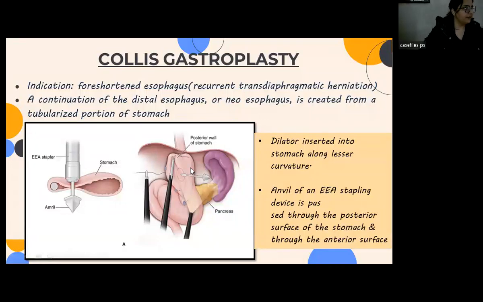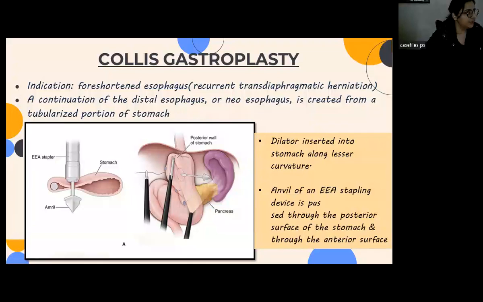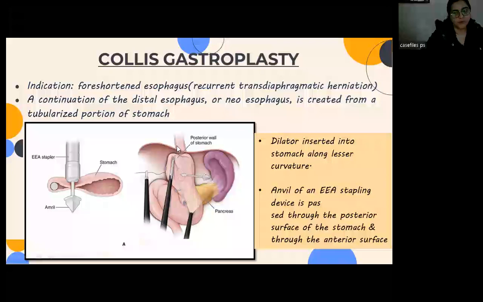Another additional part of Nissen's fundoplication is Collis gastroplasty. It can be an uncut Collis gastroplasty or it can be a Collis-Nissen fundoplication. The primary indication of doing a Collis gastroplasty is a foreshortened esophagus, in which we suspect that because the length of the intra-abdominal esophagus is small, there is risk of recurrent transdiaphragmatic herniation of the same. Therefore, we create a new esophagus from the tubularized portion of the stomach itself.